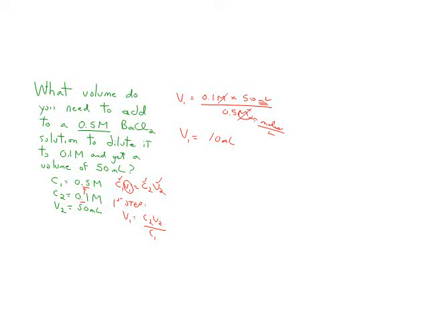So now we have V1, but if you read carefully your question, it says, what volume do you need to add? So basically, the volume to add is not V1, because V1 is your initial volume. This question doesn't state how much initial volume you have.